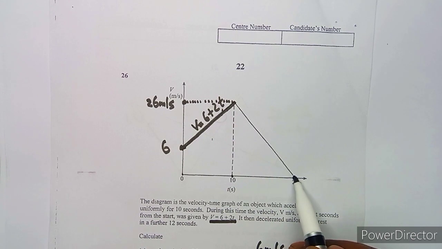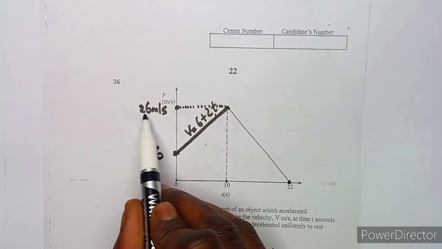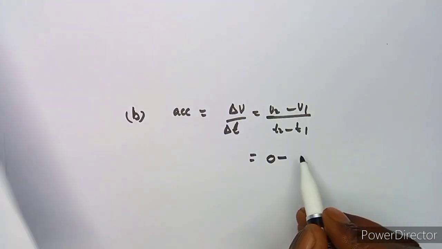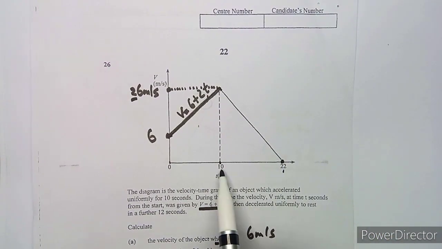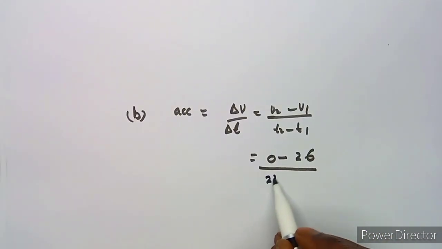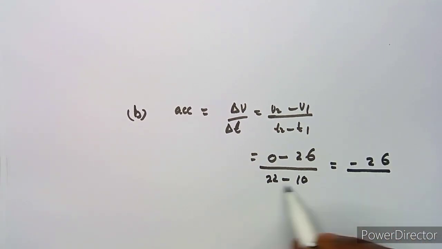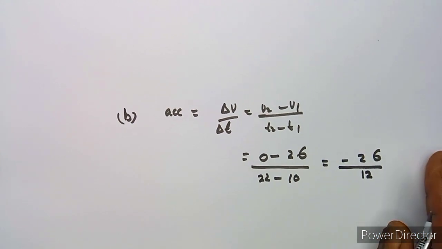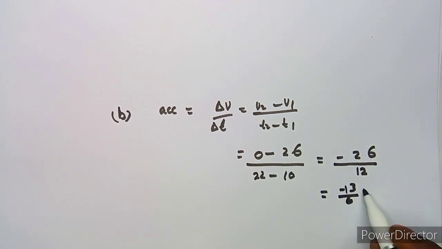Which is the final velocity, because it's now at rest, where at rest your velocity is 0, minus V1, where it started from this point where we said we've got 26. Remember how we obtained that 26 over T2 minus T1, that's 22 minus 10. So you simply got minus 26 over 22 minus 10, which is 12. So that's what you're going to have, guys, which is going to give us negative 13 over 6 in meters per square second as our acceleration.